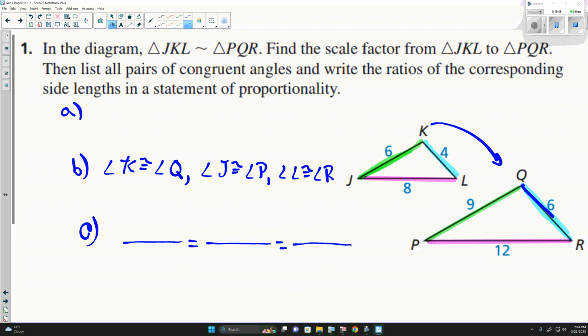So which side lengths are going to be on top? So new over old. So the new side lengths are coming from triangle PQR, yes? So one of the side lengths from it would be PQ. Now PQ matches up with which side? Yes, JK. Okay. What's another side length that would go on top? QR.